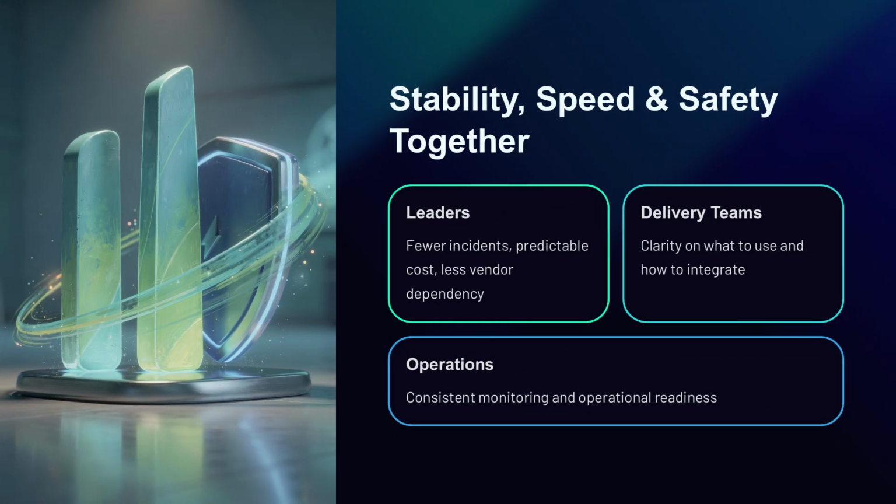With the platform strategy mindset in place, you can define what success looks like. Success is when the enterprise has stable foundations that teams trust. Delivery moves quickly because guardrails reduce uncertainty, and security and resilience are built in rather than bolted on. Leaders want fewer incidents, more predictable cost, and reduced vendor dependency risk. Delivery teams want clarity on what to use and how to integrate without lengthy debates. Operations teams want consistent monitoring and operational readiness. Phase D is where you balance these needs through technology direction that is clear, practical, and enforceable.